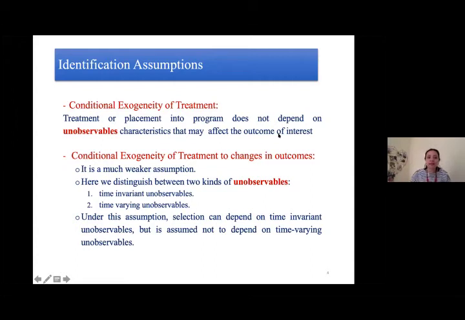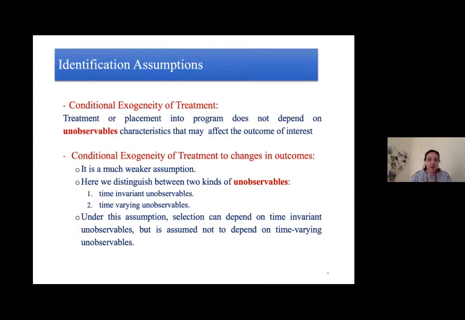We assume that treatment or placement into the program, the fact that a given household is benefiting from Takaful and the other household is not benefiting from Takaful, the conditional exogeneity assumption says that it does not depend on unobservable characteristics. Okay, so the selection is based on observed characteristics. The observed characteristics we can control for, and they also affect the outcome of interest. So if this assumption is verified, we can use PSM as we said.